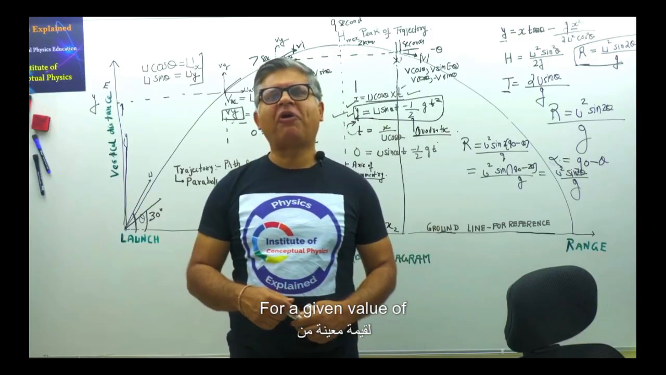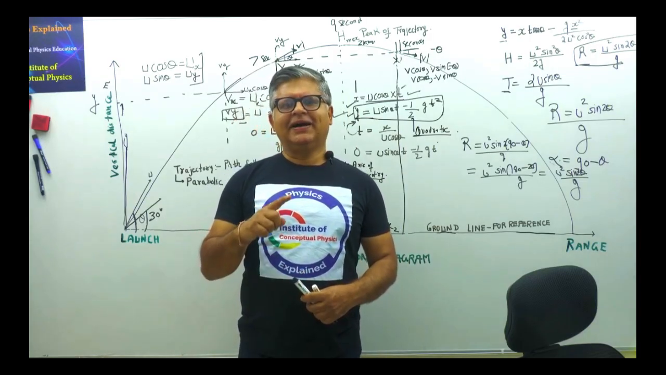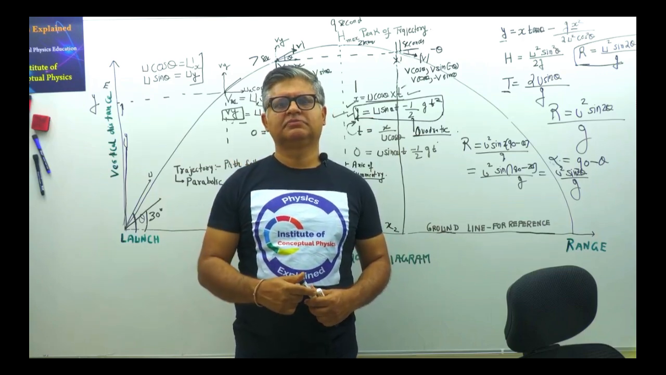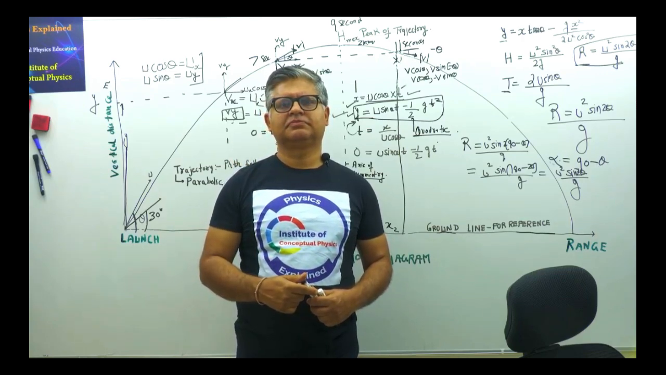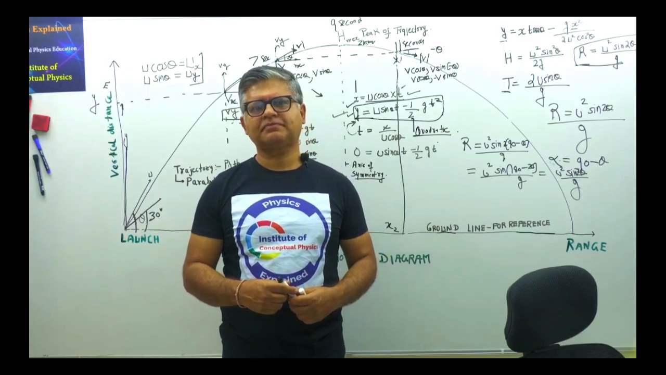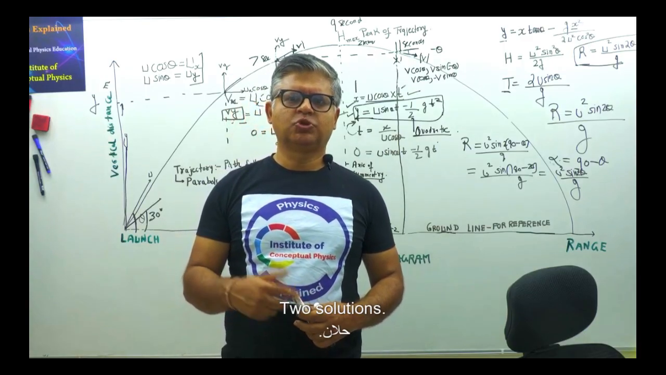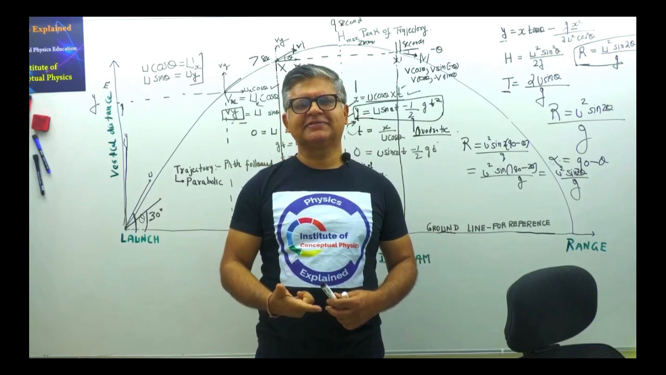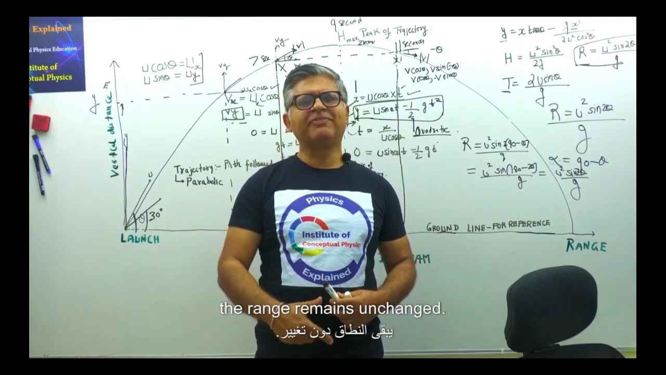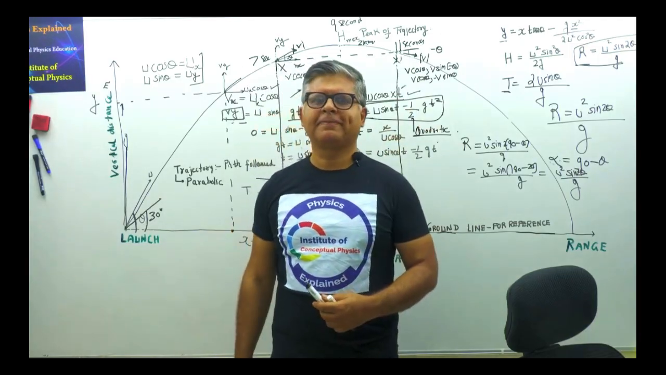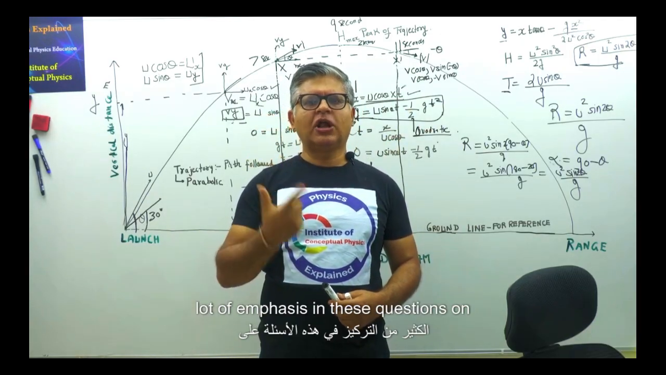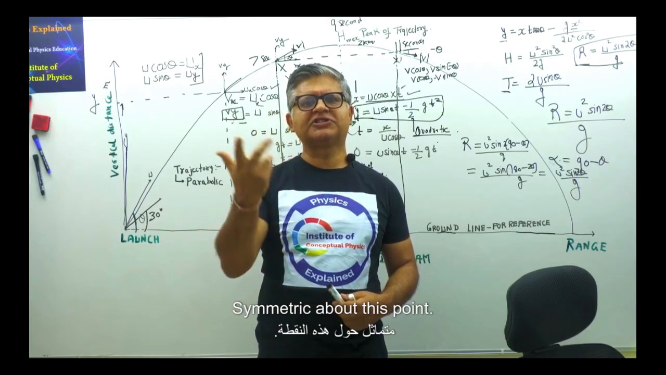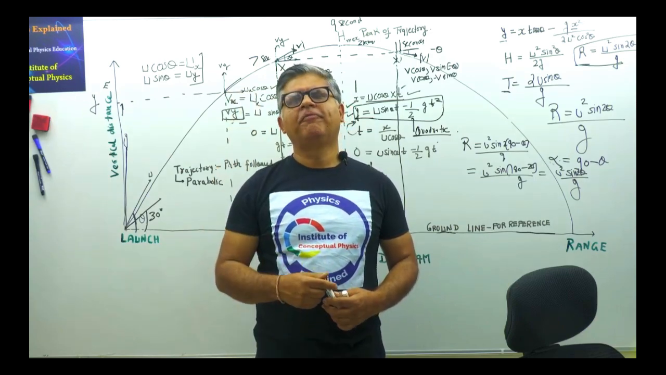For a given value of the theta, there exists another angle which gives you the same range. Quadratic. Two solutions. Project at 20 degrees. If you project at 70 degrees, 90 minus 20, the range remains unchanged. Two solutions. A lot of emphasis in these questions on symmetry, two solutions. Symmetric about this point, highest point.